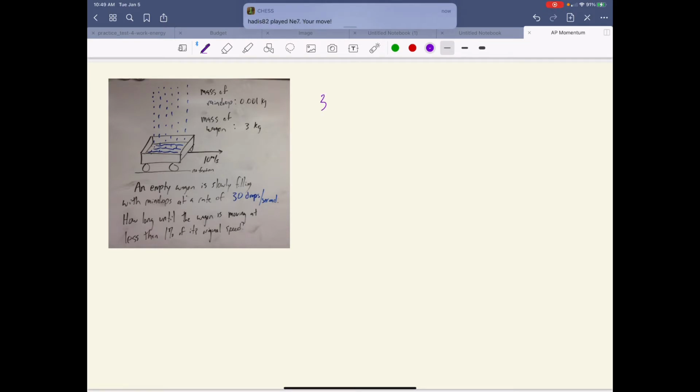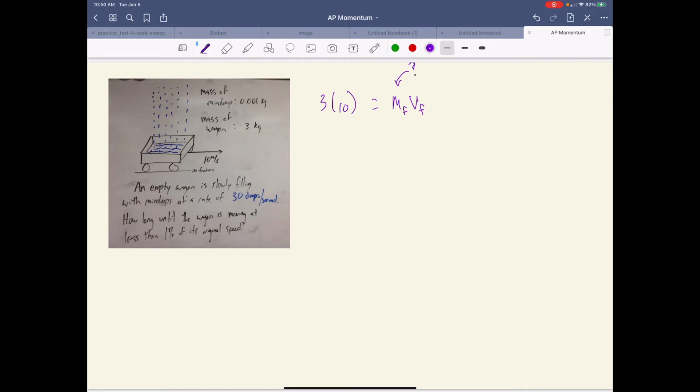Sorry about that. 3 times 10, that's the initial momentum of the system. And now that has to equal the final momentum of the system. Now, this thing has been gaining water, so we're going to call it mass final times final velocity. This final mass is the whole point of the question. We don't know how much water has to be in the wagon for this to happen, but we do know that the final velocity has to be 1% of 10.